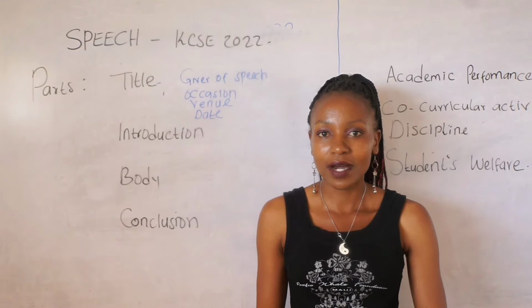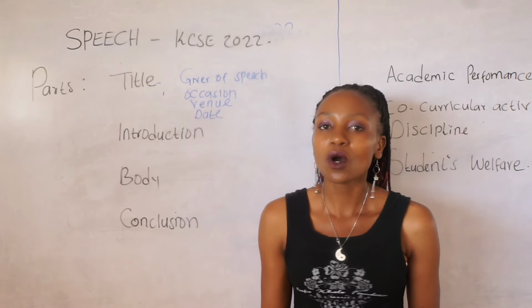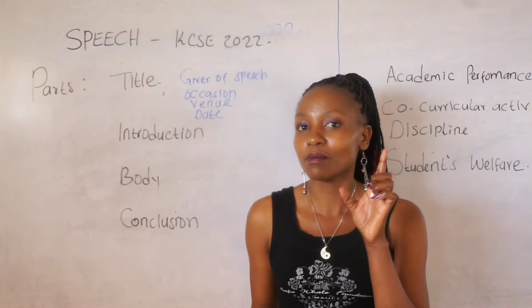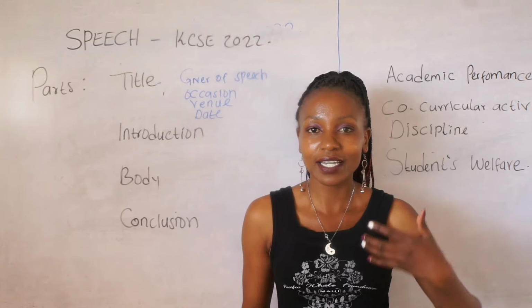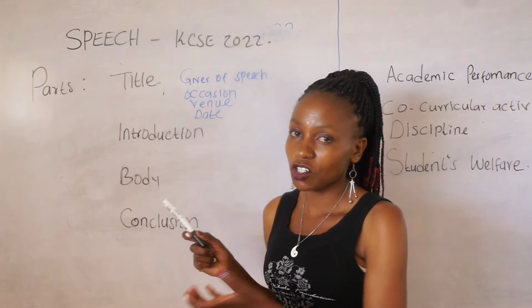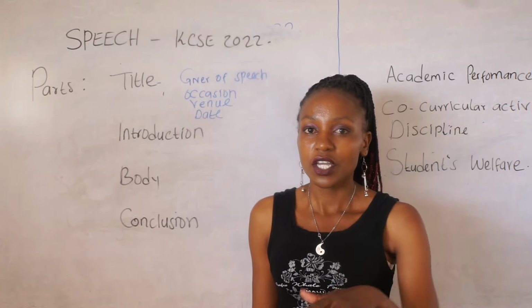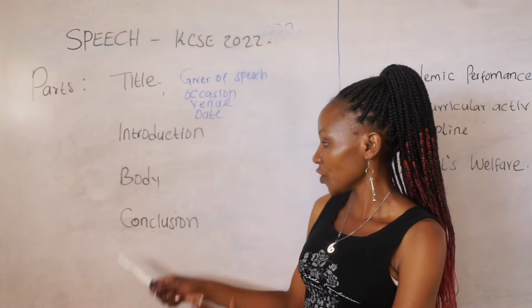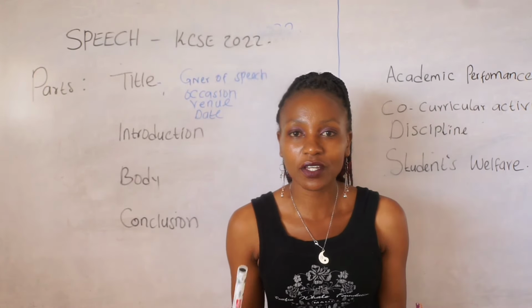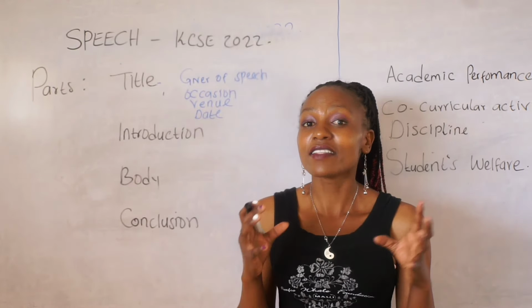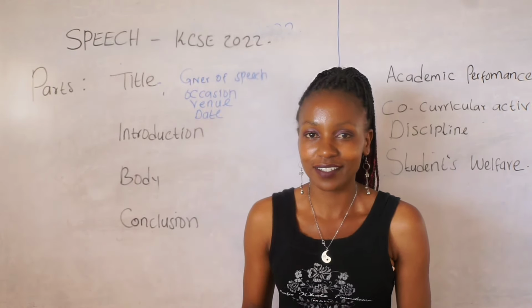The body, the four main points. The question might guide you on what to do, or you might be required to come up with your four main points, explained in detail. After explaining your four main points, you conclude, and there are two ways. You can either give a summary or you can give your opinion. And also, don't forget to thank the audience for listening to you.